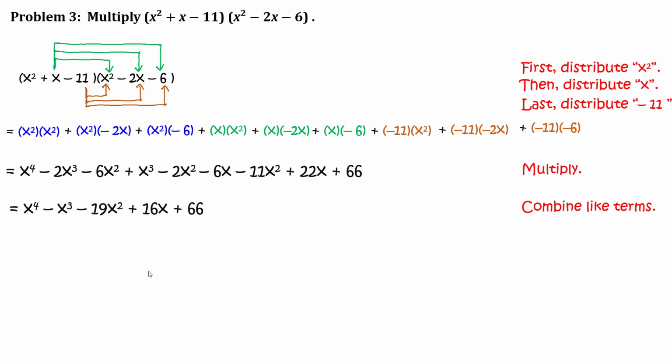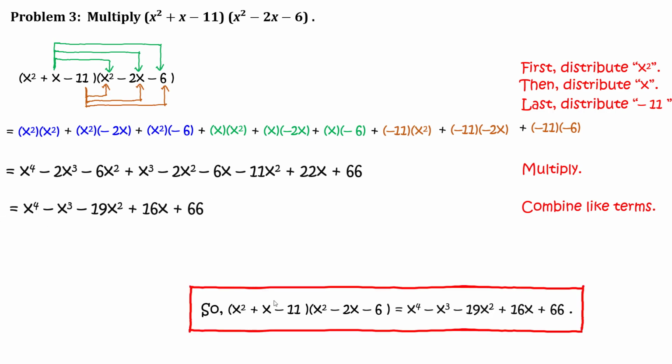So that's it. Again, don't try to combine this any further because when you're adding or subtracting, they have to be like terms, and we combined all like terms. So I'm going to state my result at the end. The quantity x squared plus x minus 11 times the quantity x squared minus 2x minus 6 equals x to the 4th minus x cubed minus 19x squared plus 16x plus 66. That's how you multiply 3 terms by 3 terms. You can extend this to multiply 4 terms by 4 terms, or 3 terms by 4 terms, 10 terms by 10 terms, and so on. But I think you understand the process.